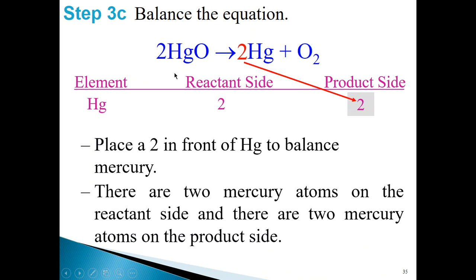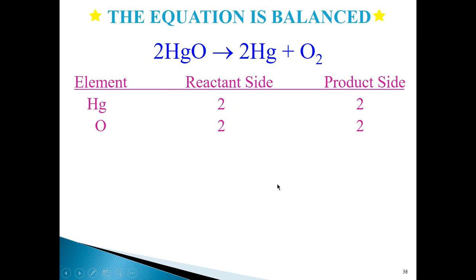Now we have 2 mercury atoms on the left side and 2 mercury atoms on the right, so therefore the mercury atoms are now balanced. All right, so everything is now balanced, right? And normally what I tell my students is that after you think you have balanced everything, just do one final check through to make sure that everything is balanced, which is the case in this example. So as you can see here, you have 2 mercury atoms on this side, 2 mercury atoms on that side, 2 oxygen atoms on this side, 2 oxygen atoms on that side, so therefore the equation is now balanced.